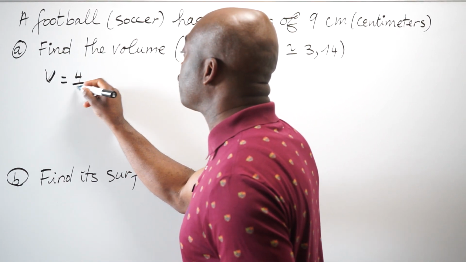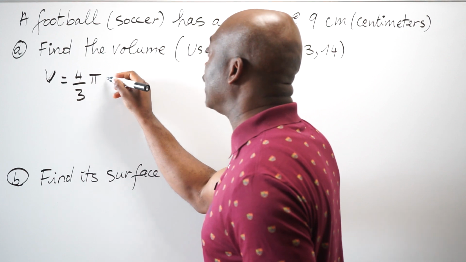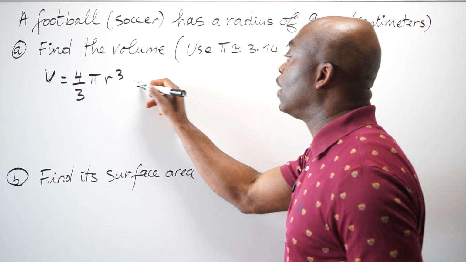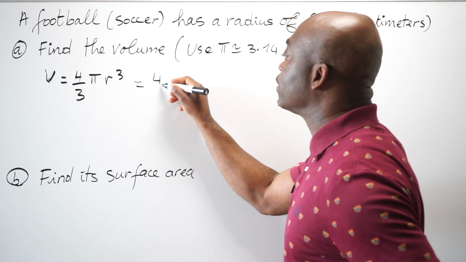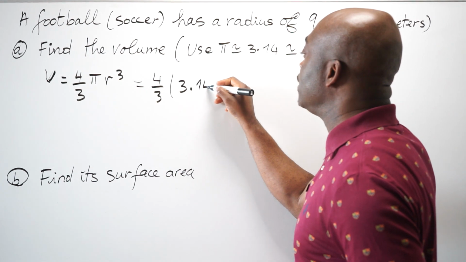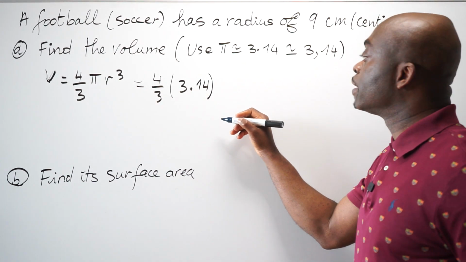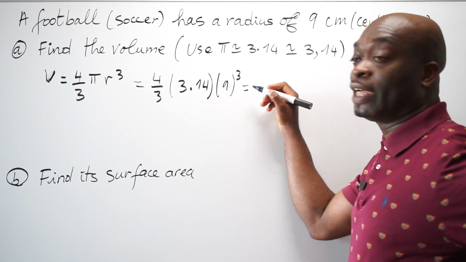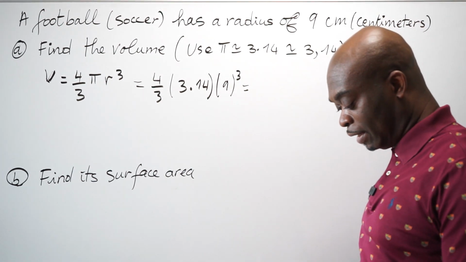equals 4/3 times pi times r to the third power. All right? So now, if we plug that in there, it's 4/3 times pi, which is what? 3.14. All right? Times r, which is 9 to the third power. And we can use the calculator. That would make our lives a lot easier.